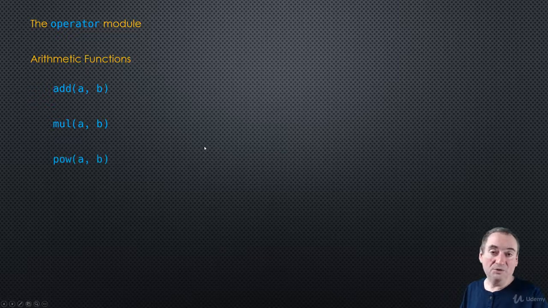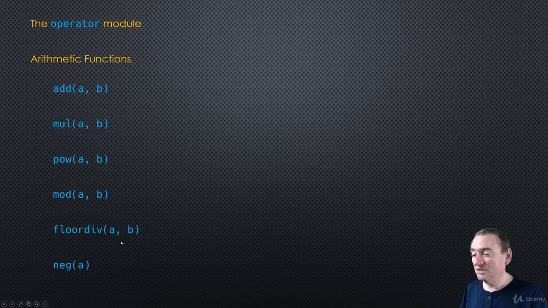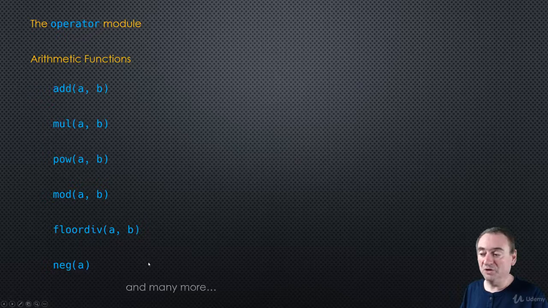You have also the power, a to the power of b. You have the modulus, a modulus b. You also have floor division, a // b. And you also have negation of a, which is a unary operator. It only takes a single argument, but it basically returns the negative of a. So these are some of the arithmetic functions available in the operator module, and many more. So you can always look at the documentation and see what's there.